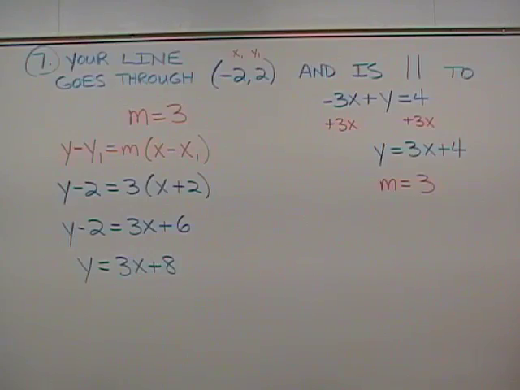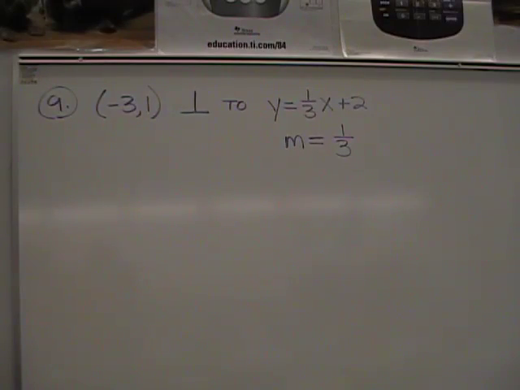But we still have the perpendicular problems to do, so let's look at a perpendicular example right now. Here we have our next example, only this time we see that our line goes through the point -3, 1, but is perpendicular to the book's line. And the book's line is y equals 1/3 x plus 2.